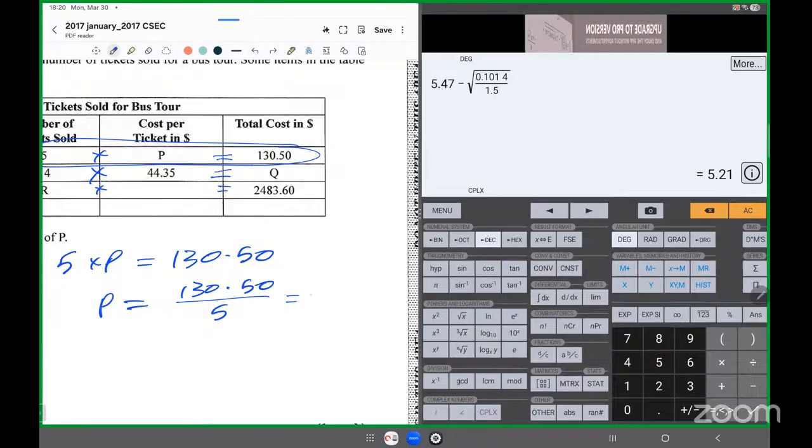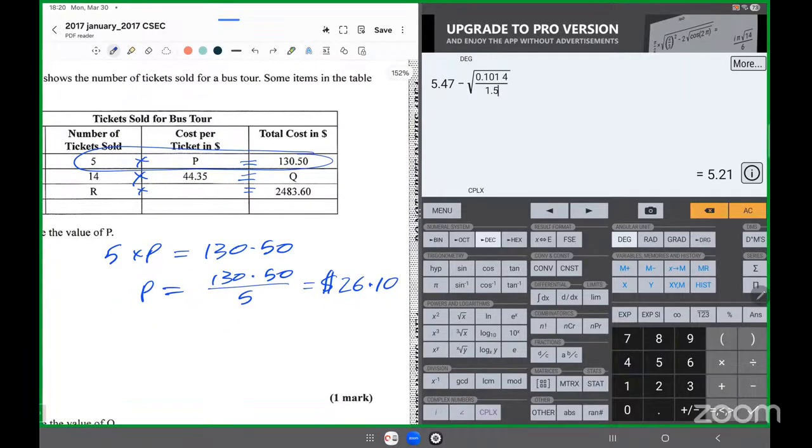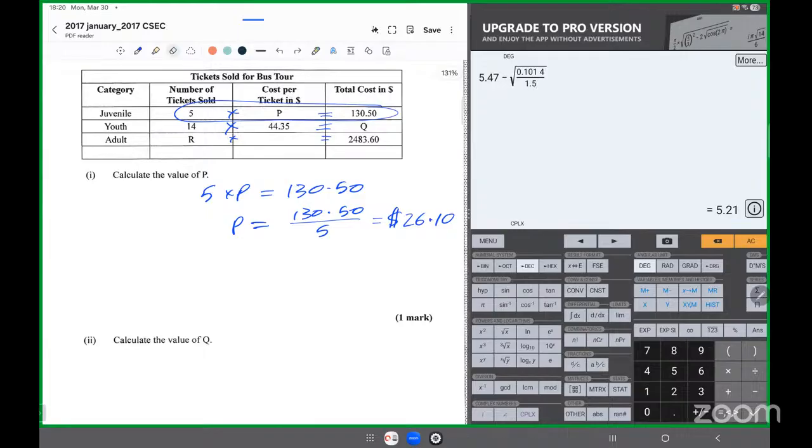26.1, I put a dollar sign on it. It's 26.10, money. The 10 is money. You have to make it realistic. It's money. So this is 26.10.